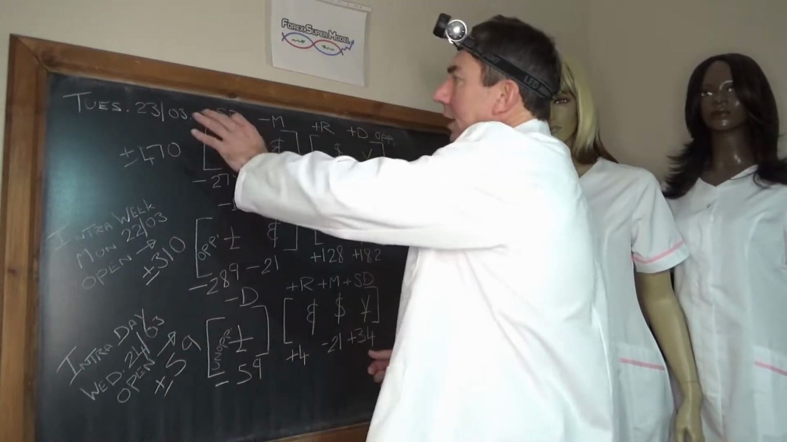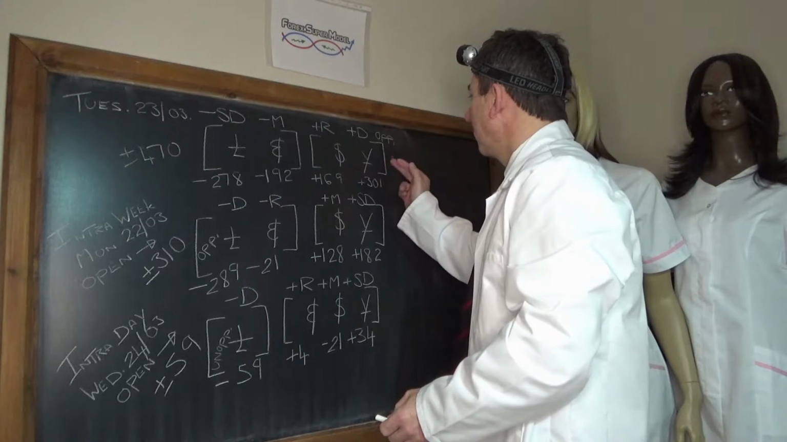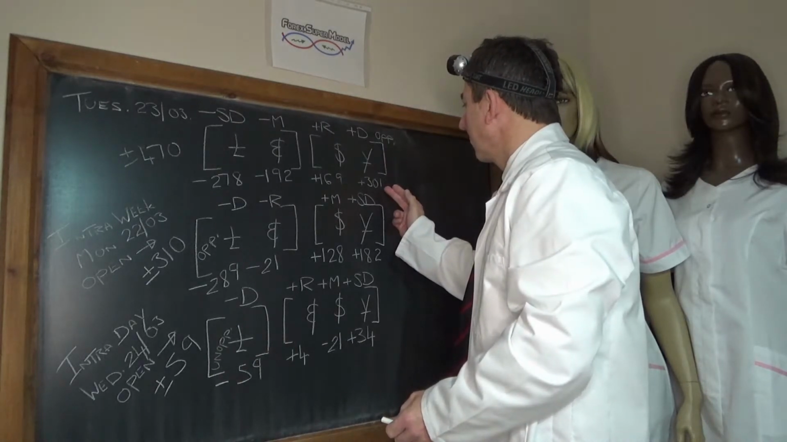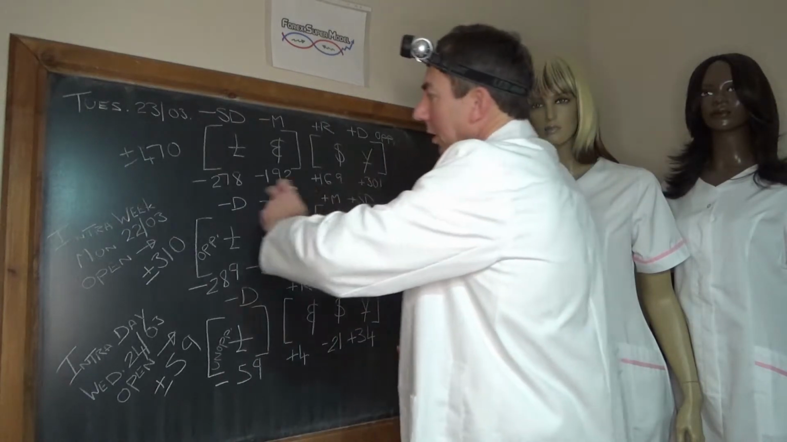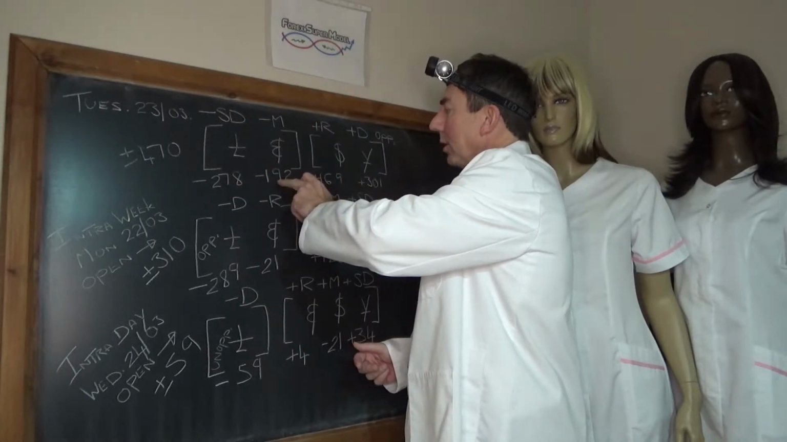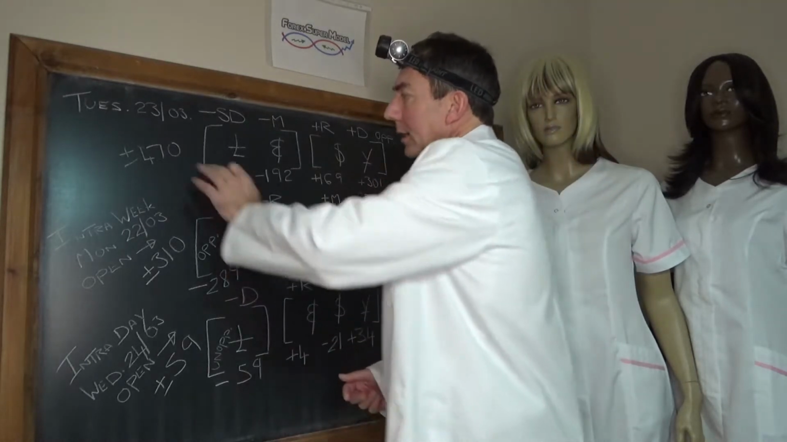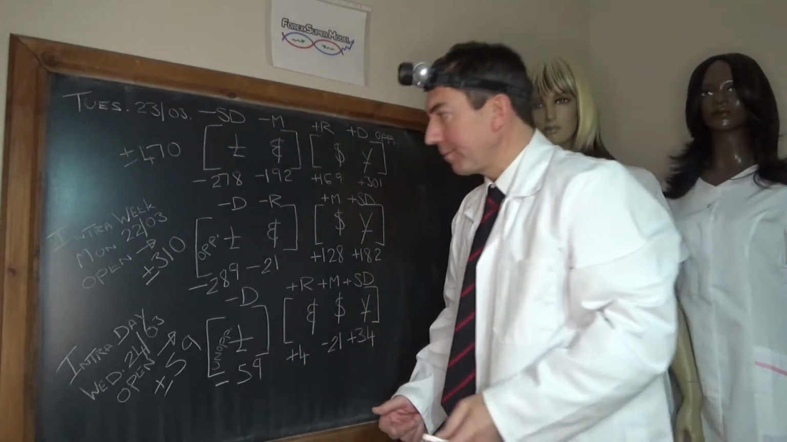Right, yesterday, Tuesday the 23rd, we had a positive opposed driver in the yen at plus 301. Front and back door flows mainly coming out of the pound at minus 278, out of the euro at minus 192, and the dollar was the positive rock at plus 169, activity plus or minus 470.